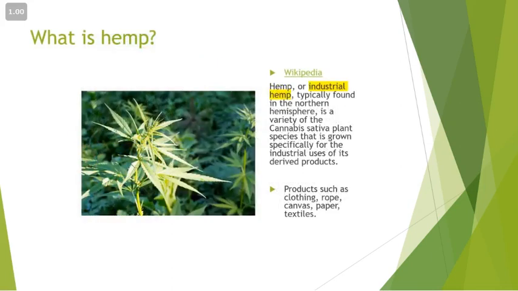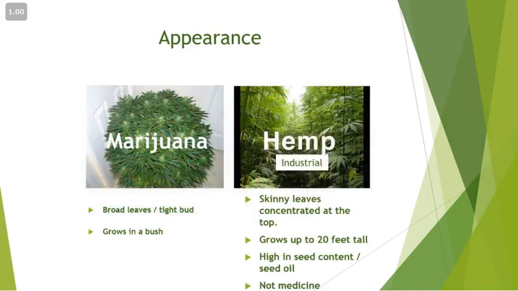The definition of hemp, on the other hand, is quite different. Wikipedia refers to it as industrial hemp, and it speaks nothing about the medicinal or nutritional benefits of hemp, but rather only where it is grown and how it is used for products such as clothing, rope, canvas, paper, and textiles. So it's no wonder that people are confused.